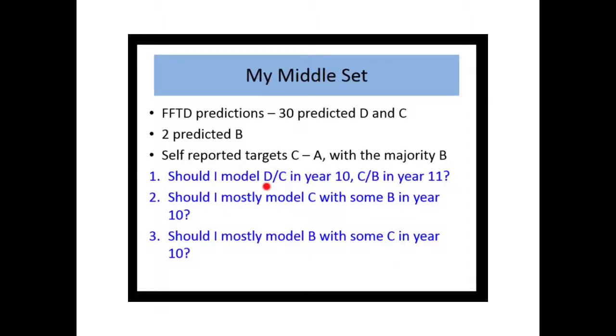Firstly, should I be pragmatic and model the DC in Year 10, hope for greater maturity for CB in Year 11? Or should I mostly teach towards the C grade and then some B grade, which I'd introduce in Year 10 and then into Year 11? Or should I mostly model the B grade with some C?